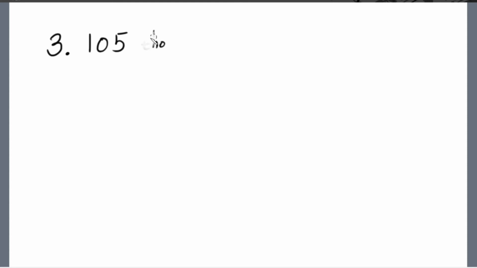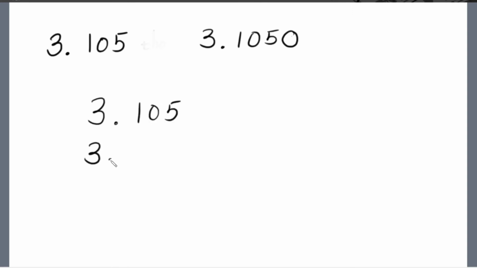I'm going to erase that. 3 and 105 thousandths. And we're going to compare that to 3 and 105, except this time I'm going to add an extra 0 there. Now, we're going to go ahead and line these up. We're going to have 3 and 105. And then down here we're going to have 3 and 1050. And we're going to compare the two.